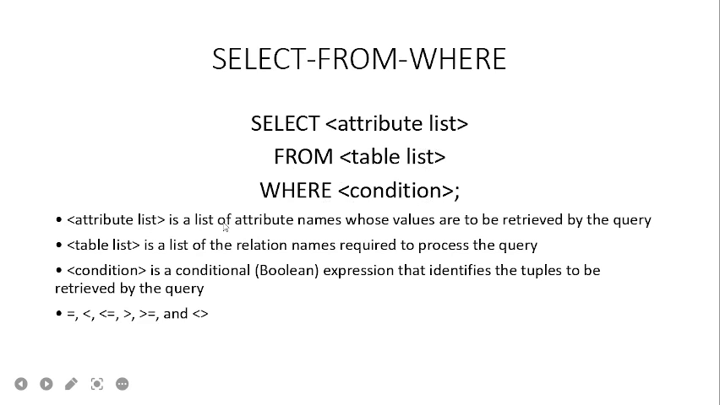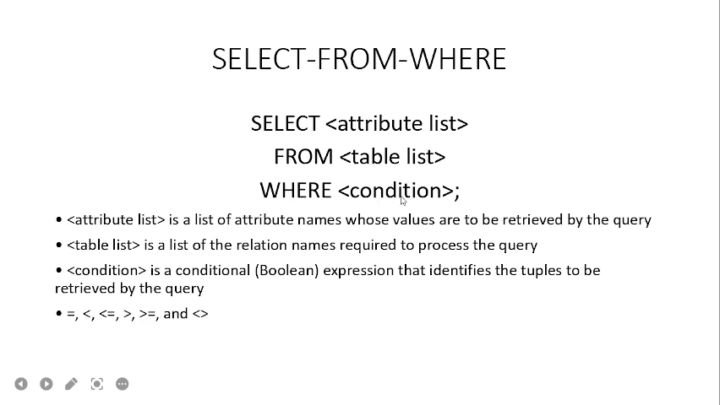The attribute list is a list of attribute names whose values are to be retrieved by the query. So here we are supplying a list of attributes, and their values will be retrieved by this query. And we have a table list, that is a list of the relation names required to process the query. When we are given a query, we need to process it. For that we need some relations, and the names of those relations will be given in the table list.